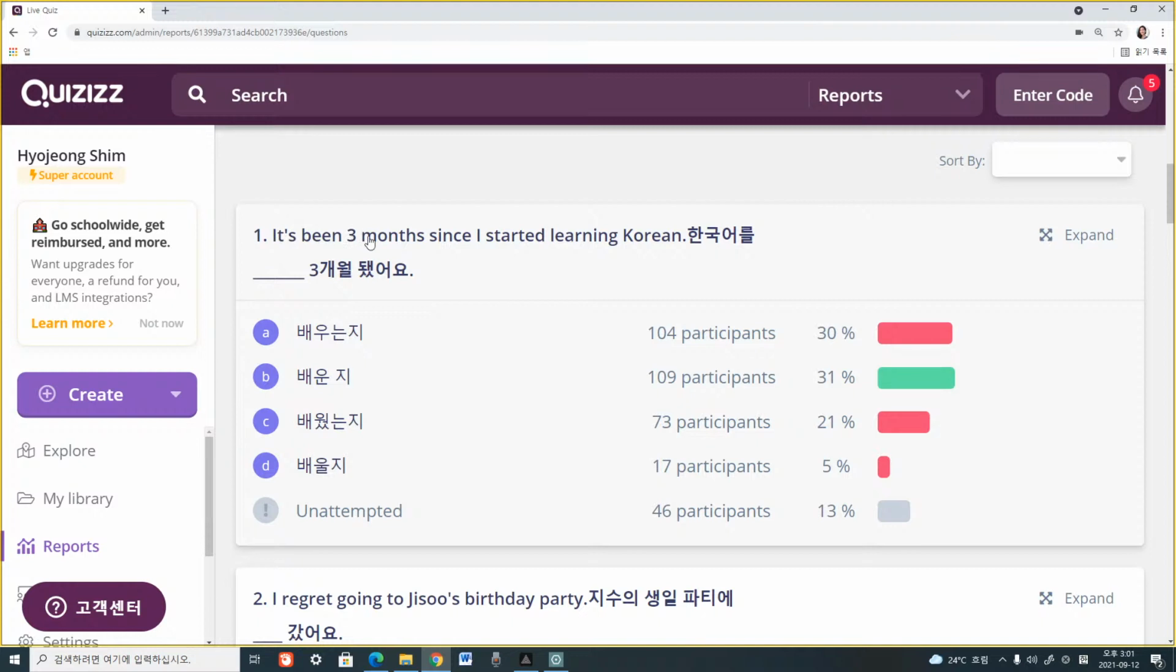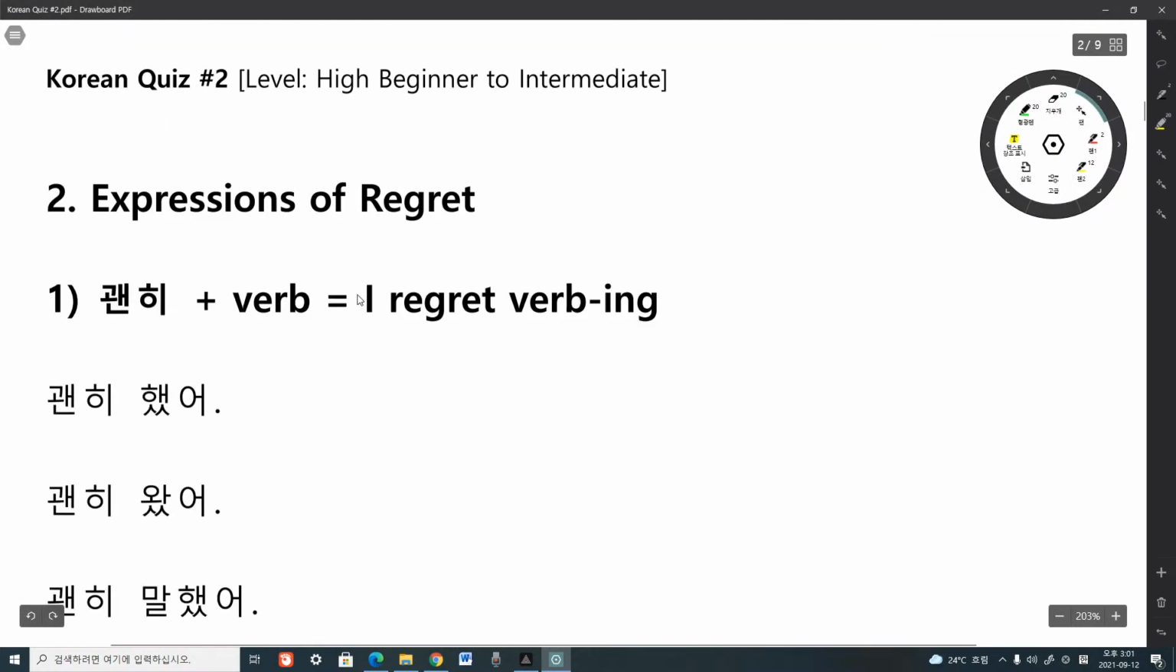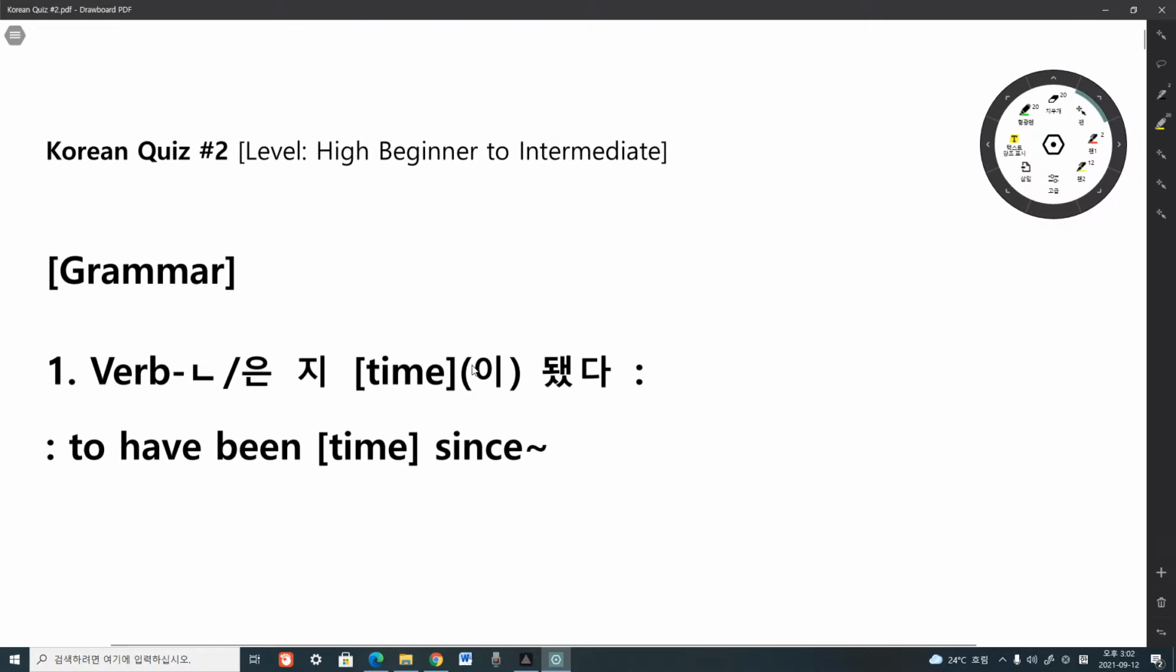It's been 3 months since I started learning Korean, and actually a lot of you guys got it confused with 배우든지, which is the recent grammar that we learned, right? But this is another grammar. That means it has been some time since. Can you guys see the PDF file? Oh, you guys can.